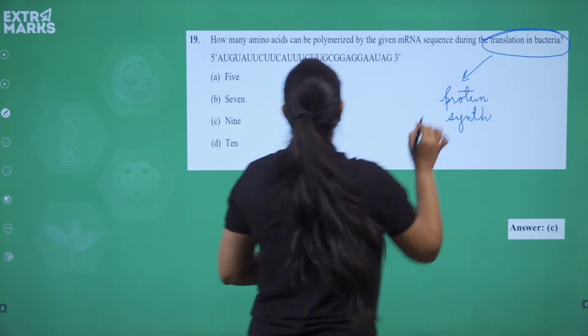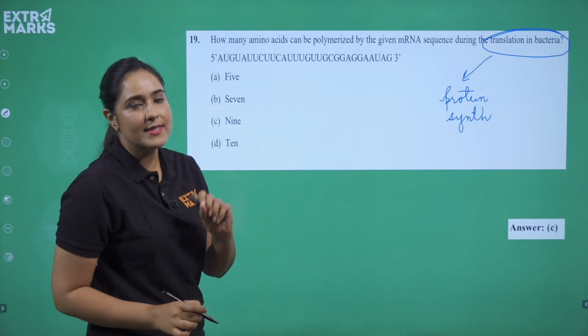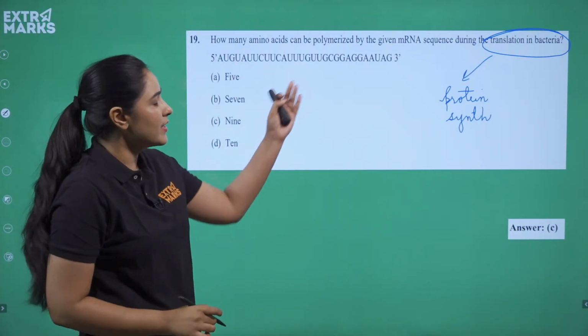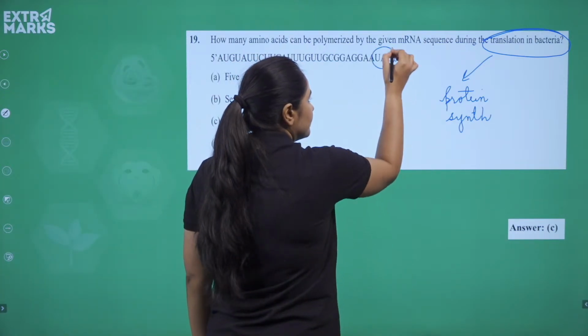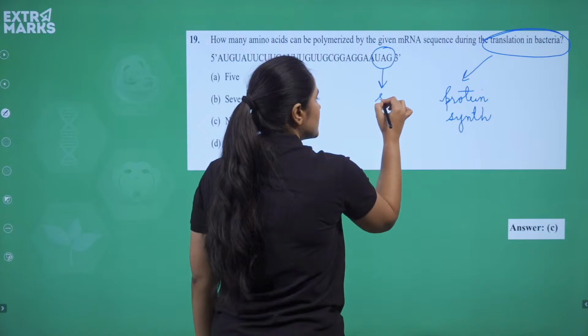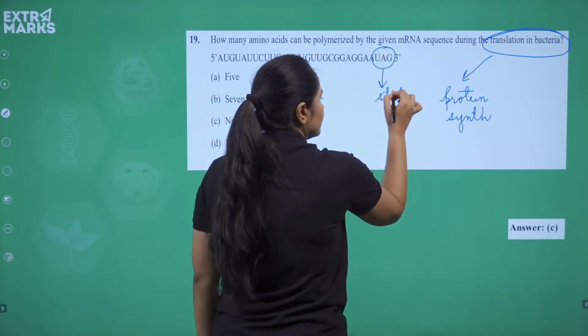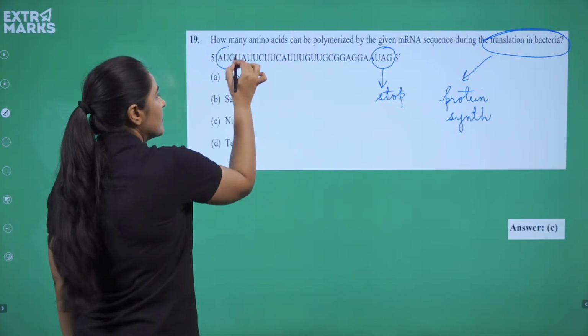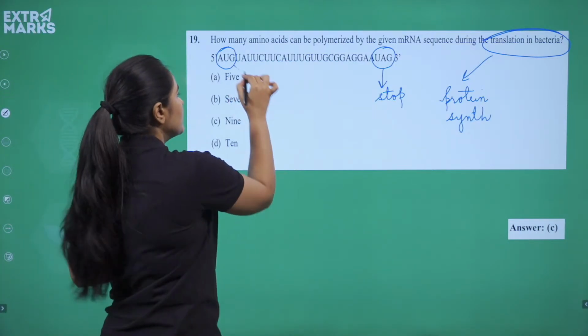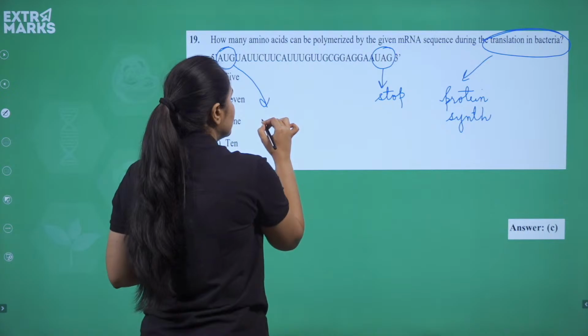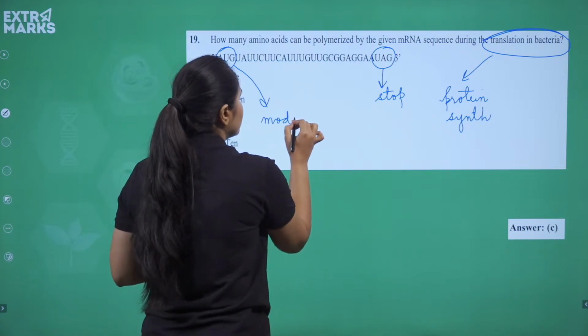So we have to see here how many amino acids can be synthesized. We are having the sequence here. See here, stop codon. This one will stop the process. Now, the first one is our initiator also, and it will form here a modified kind of methionine.